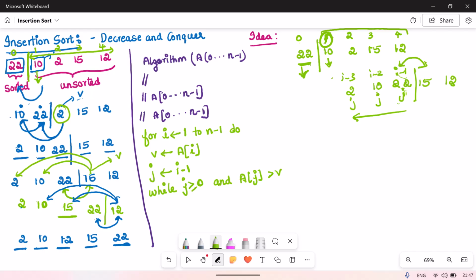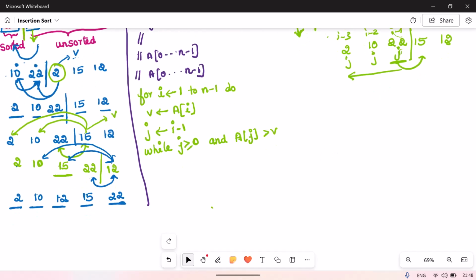If it is greater than V, what do we do? Then we take this element and place it in this position, right? Okay. So how do I write? You have to write, I am taking A of J and putting it in the next position, A of J plus 1, next position, right?